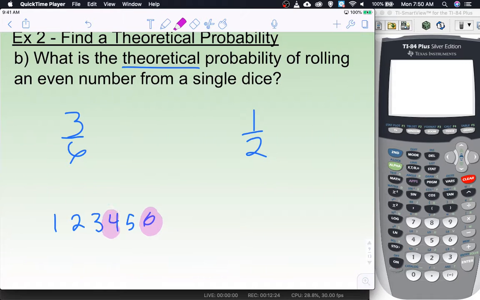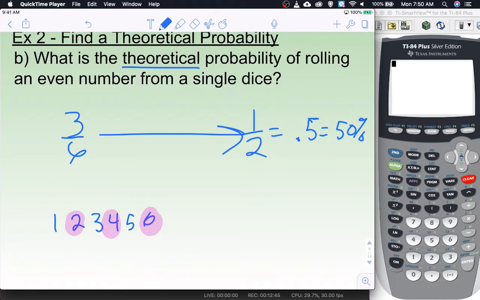that's even, that's even, that's even. So 3 out of the 6 of them are even numbers. And if you can, you should always simplify your fractions, which again is 0.5 or 50%. It's a good habit to list your percentages or your probabilities in the different forms. Make sure you can change from one to the other.